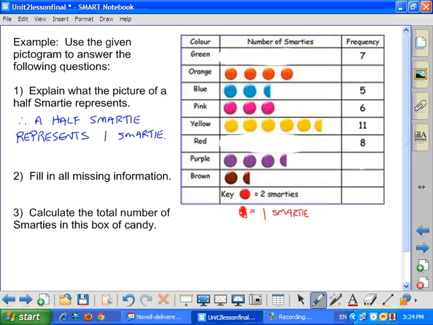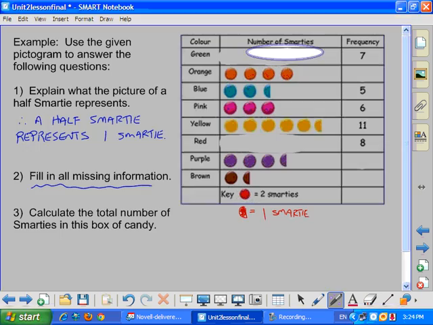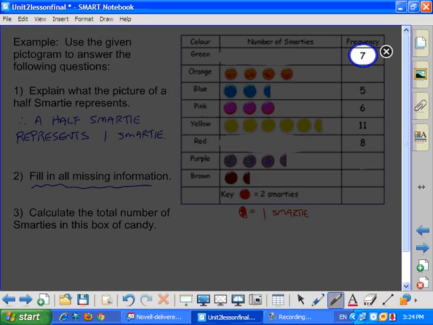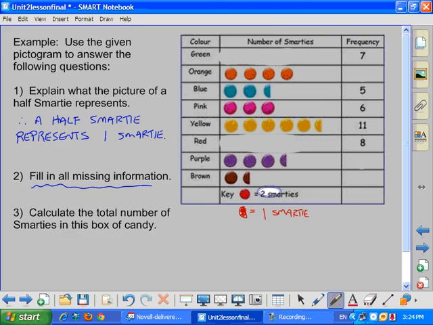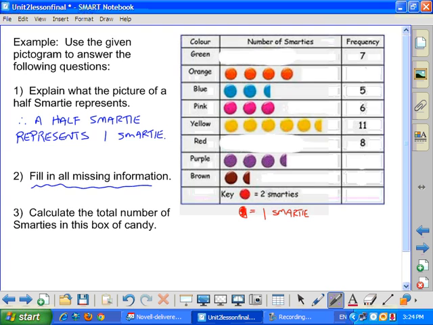All right. Fill in the missing information. So let's start over here. So what's missing? Starting at green, so at the top of my chart here. Okay? The pictogram part of it is missing. I know the frequency is 7. So how many Smarties am I going to have to draw in? I know each Smartie is worth 2. So 2, and I'll do that off to the side. 2, 4, 6. So I'm counting by 2s. So I'm going to need 3 Smarties and a half. So I'll draw in 3 Smarties and a half to get my first answer.